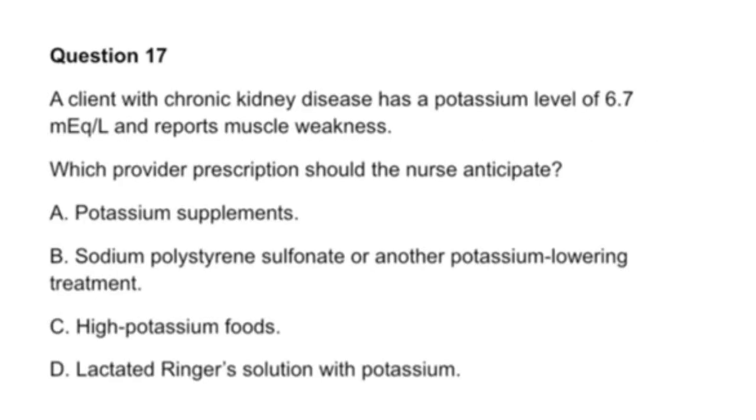Question 17. A client with chronic kidney disease has a potassium level of 6.7 milliequivalent/L and reports muscle weakness. Which provider prescription should the nurse anticipate? A. Potassium supplements. B. Sodium polystyrene sulfonate or another potassium-lowering treatment. C. High potassium foods. D. Lactated Ringer solution with potassium.